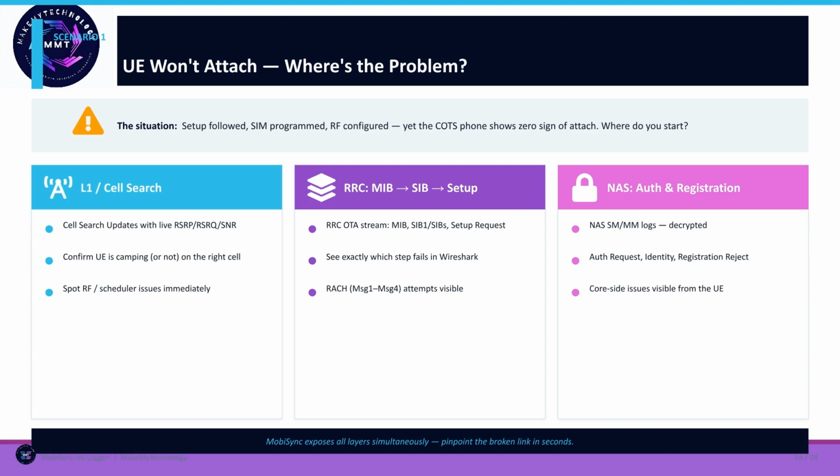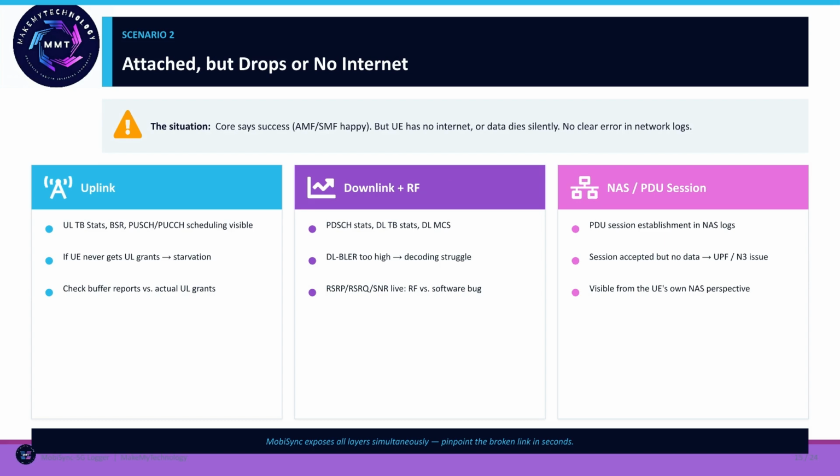Scenario 2 covers situations where the UE is attached but has no internet or drops connectivity. When network logs seem fine but the UE fails, Mobisync helps by exposing uplink stats like BSR and scheduling, downlink stats including BLER and MCS, and NAS PDU session logs to determine if the issue is with the UPF or N3.